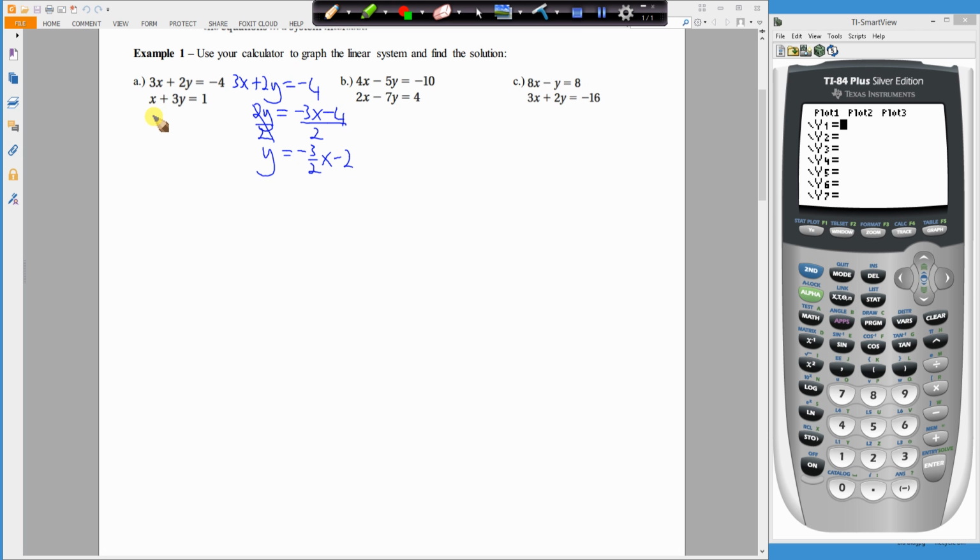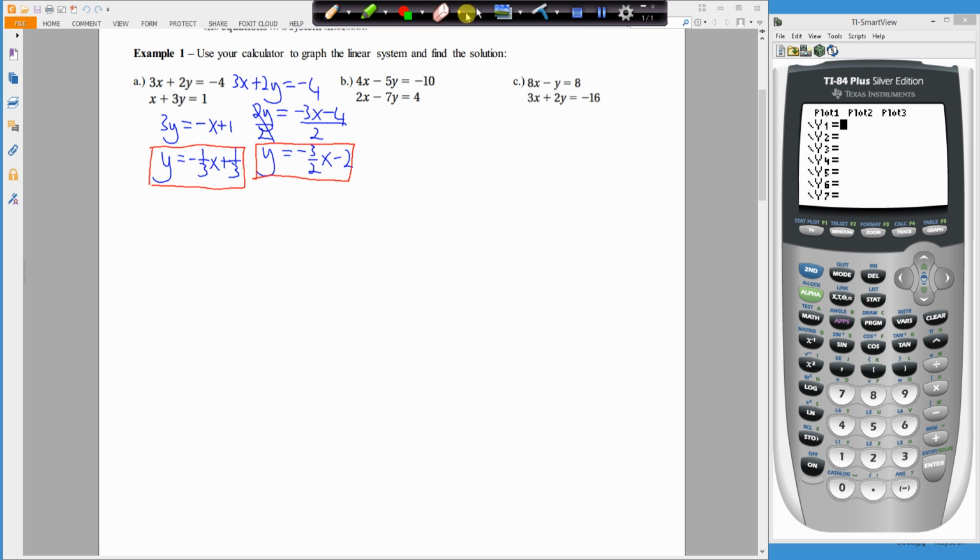And this equation over here, if we solve this one for y, we get this. Divide by 3 on both sides. So you basically get y equals negative 1/3 x plus 1/3. Okay? So these are the two equations we're going to graph. Let me just put them in a box here. These two equations, we're going to graph these two.